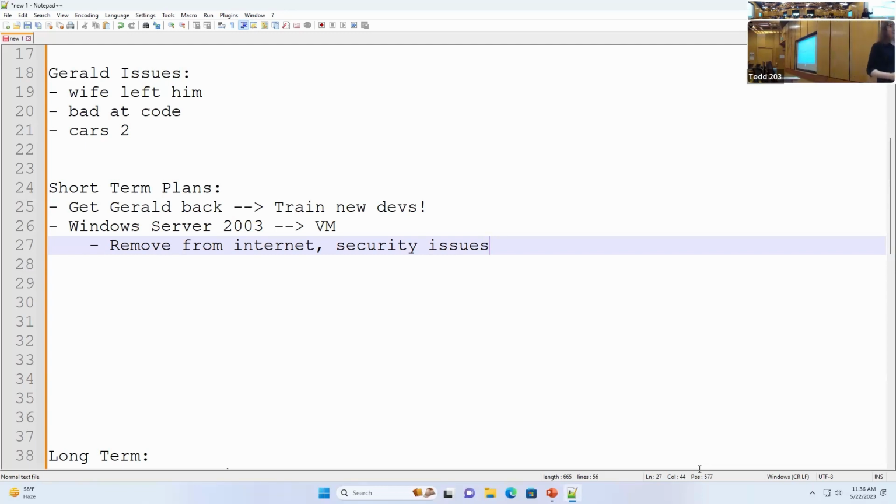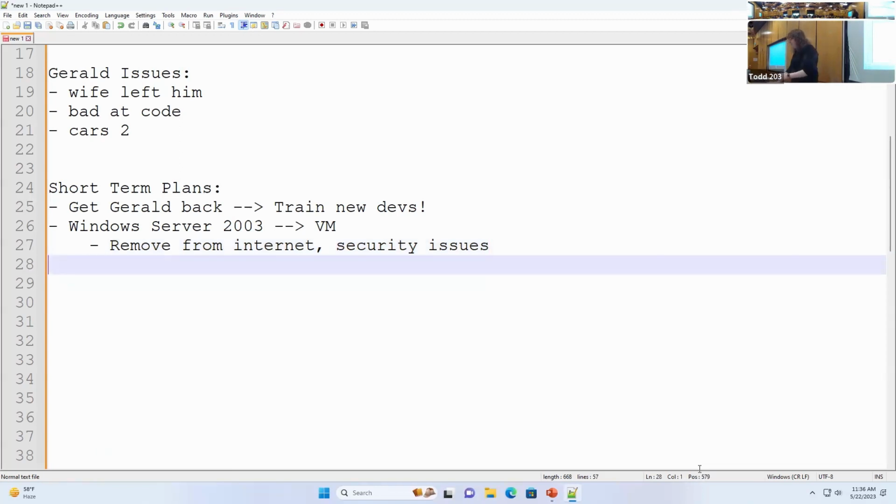So we can't really completely segment this on the network because so many systems in the organization depend on it. But we can at least directly disconnect this from the internet and move it to a VM, which is going to help both security-wise and also cover our tail risk with the actual physical server failing. Okay. What else did you guys know?